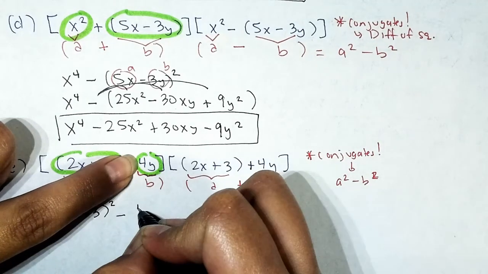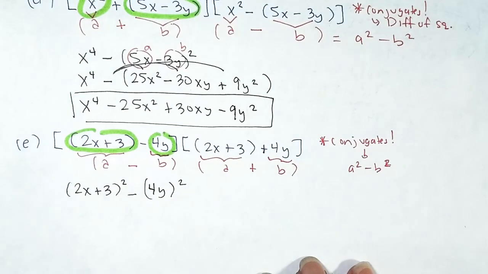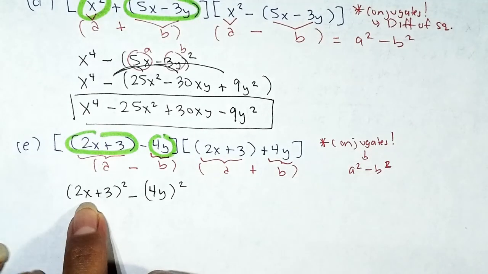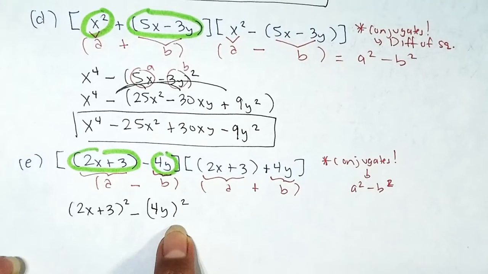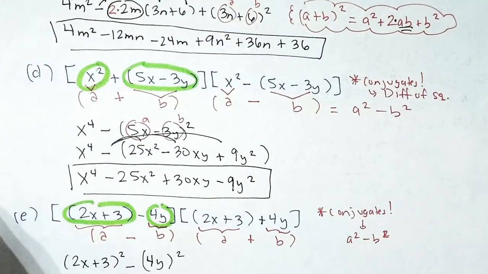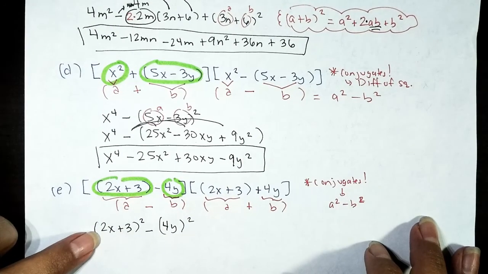Square of 4y. You know what? I don't even know. I think it's 16y squared. Okay, I'm having a moment. It's okay, I'll simplify it later. Now we're left with the square of 2x plus 3 and the square of 4y. I think I wrote this formula somewhere. Okay, let me zoom out. Let's go ahead and square this 2x plus 3.